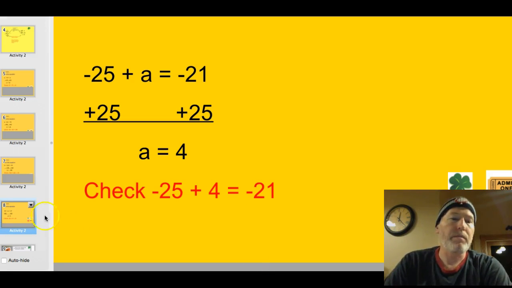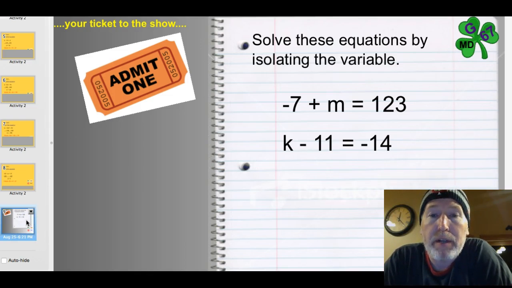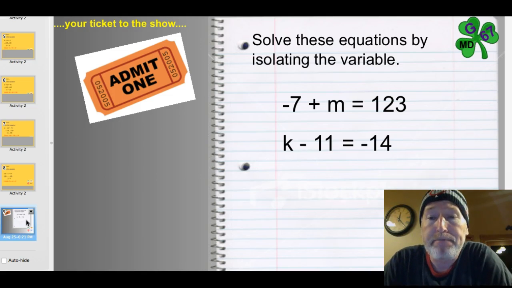Yes, good work. All right, here's a couple of problems for your ticket to the show. Remember to solve these equations by isolating the variable, balancing out both sides. Go ahead and give it a shot. Okie dokie then.